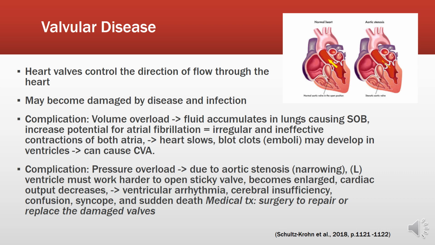Over here, we are looking at a much smaller opening, which is going to decrease the flow to the heart. So volume overload means that fluid is accumulating in the lungs. It's causing shortness of breath. It's going to increase the potential to have AFib. It's also going to cause irregular and ineffective contractions of both atriums. The heart starts to slow down. Blood clots may develop and form in the ventricles, which once released could cause a CVA.